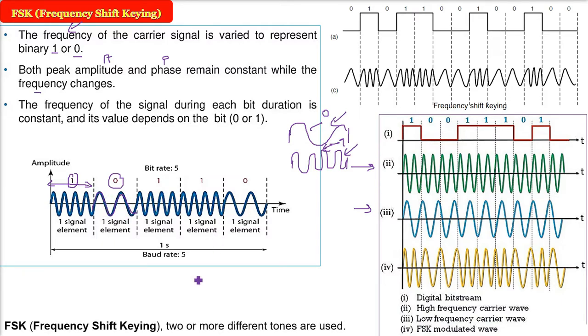So in frequency shift keying, 2 or more different tones are used. You can also say frequencies or tones. Now you see a picture here. This is again an example. This is a bit stream. Now we have two carrier waves, a high frequency carrier wave, with a very high frequency, where the number of oscillations is higher, and a low frequency carrier wave, where the number of oscillations per second is less. When you do the FSK, whenever 1 is there, the high frequency will be shown. Whenever 0 is there, the low frequency will be sent to the receiver, and that is how it deciphers it.